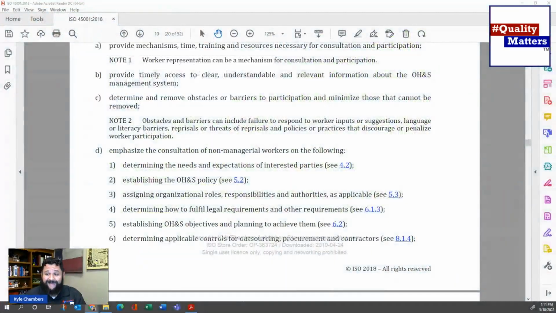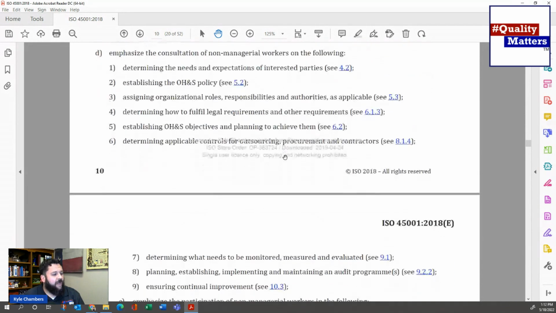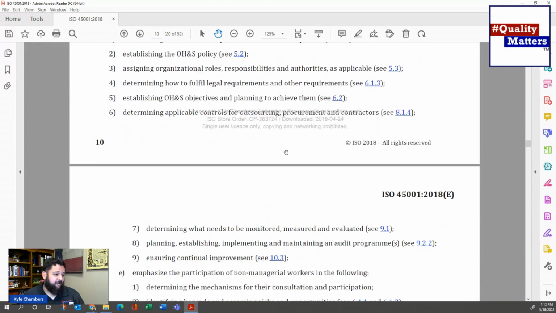And this is the reason that lockout tagout, control of hazardous energy, is this huge requirement with OSHA. So they had good intent, but they did not do a good job of detailing exactly what the standard is calling for here, which is assigning roles, responsibilities, and authorities. You need to determine how to fulfill legal requirements. That's a huge one that goes into digging into all of the OSHA CFRs and whatnot. And that determines a lot of your safety requirements.